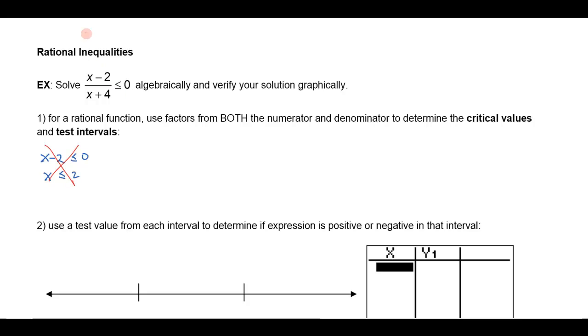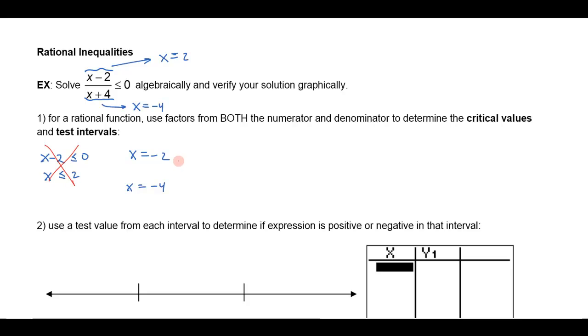Okay? So the way we want to solve these is similar to the way we solved other nonlinear inequalities. We're going to use the factors from both the numerator and the denominator to determine the critical values. So I'm going to look at this numerator, and I know that x equals 2 makes it equal to 0. I'm also going to look at the denominator here, and I know x equals negative 4 makes the denominator 0. All right, so my critical values are x equals 2 and x equals negative 4.